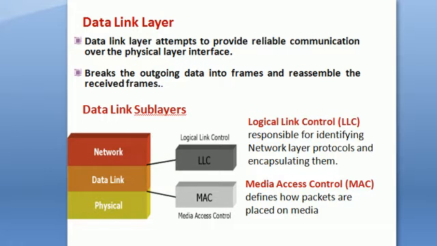Underneath this layer is the data link layer. Data link layer attempts to provide reliable communication over the physical layer interface. The main task of data link layer is to transform a raw transmission facility into a line that appears free of undetected transmission errors to network layer. It accomplishes this task by having the sender break up the input data into data frames and transmit frames sequentially. If service is reliable, the receiver confirms correct receipt of each frame by sending back an acknowledgement frame.